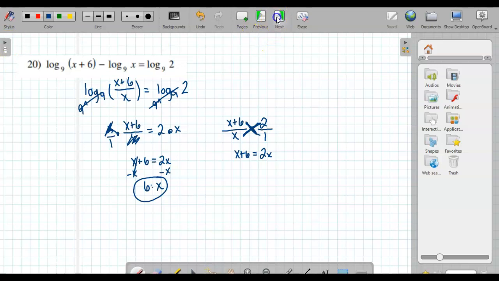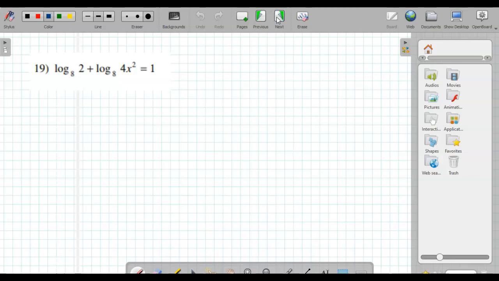All right, we are almost done. Just a couple more. All right, so we've got log base 8 of 2 plus log base 8 of 4x squared equals 1.